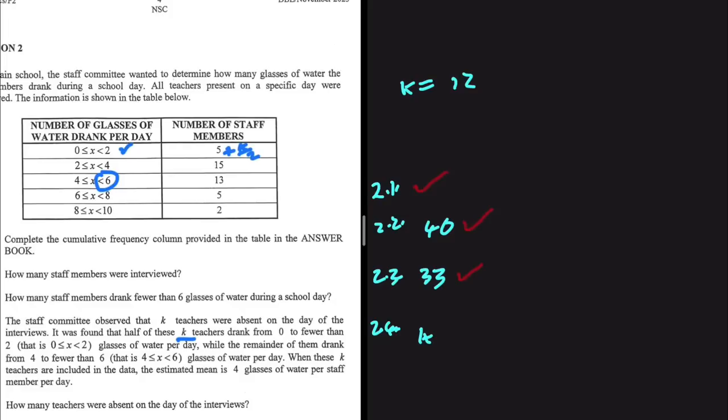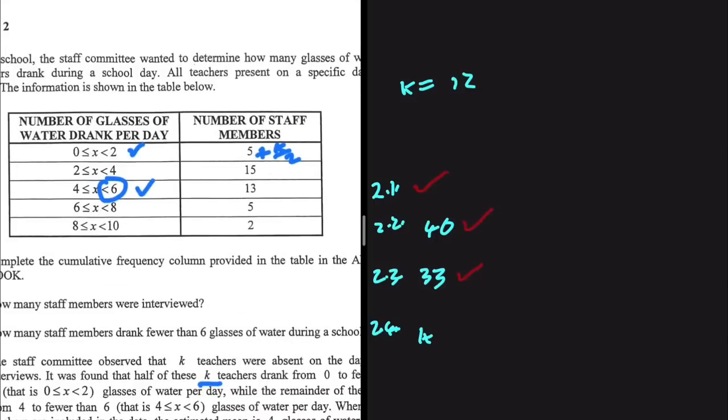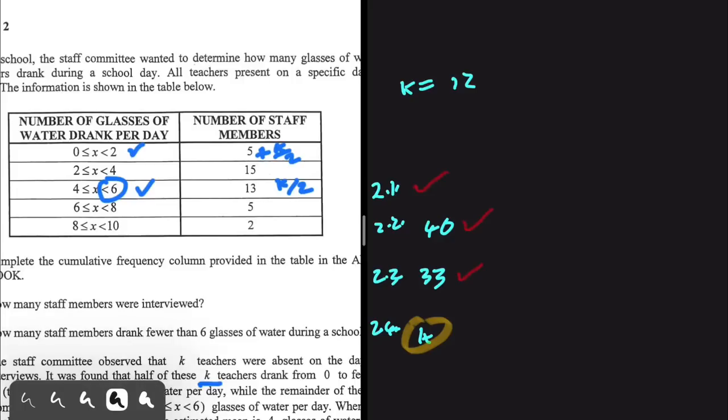Let's carry on reading our information. The remainder of them drank from 4 to fewer than 6. So for 4 to fewer than 6, we have another k divided by 2. We have k teachers that were absent. Half of them drank between 0 and 2. Half of k is k divided by 2. And the remaining, which will be k divided by 2, drank between 4 to 6. So the number of staff members for 4 to 6 is 13 plus k divided by 2. That is the important part. You need to be able to comprehend that in order to answer this question.